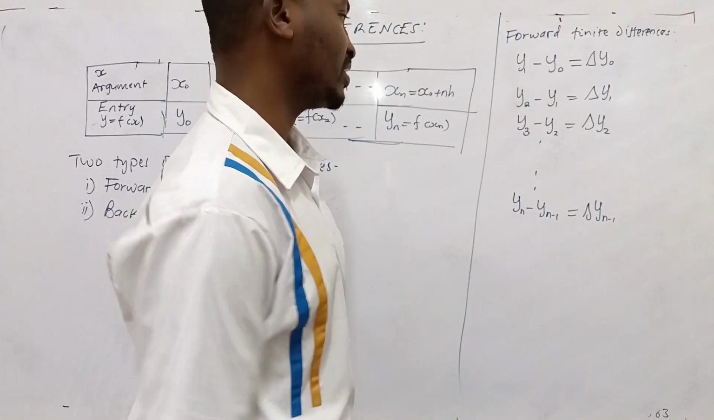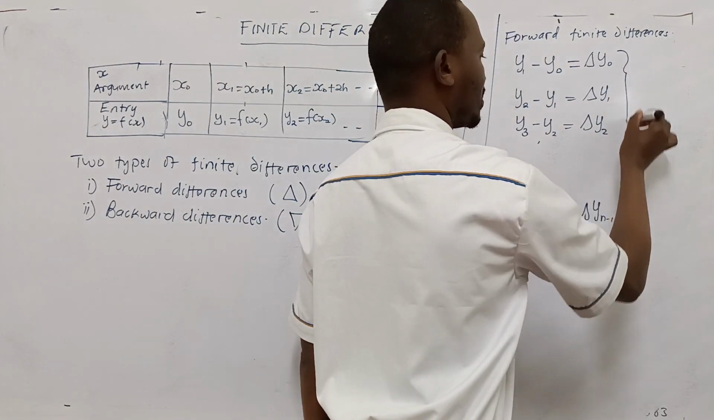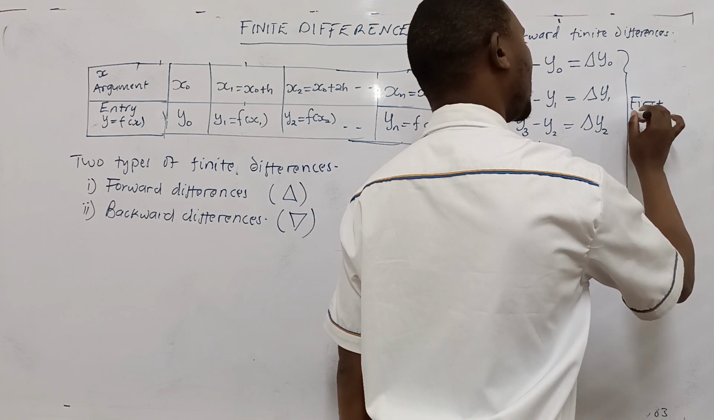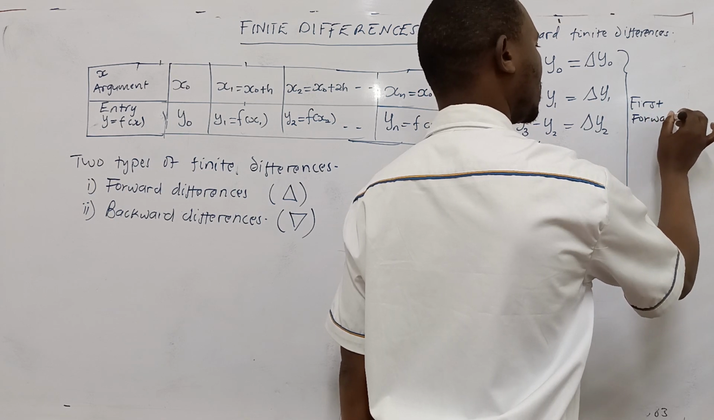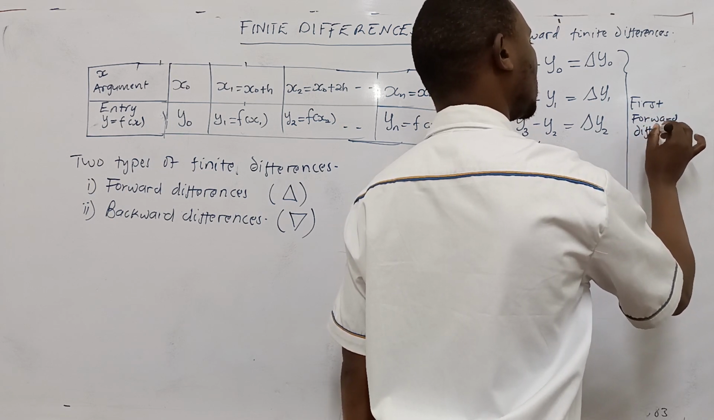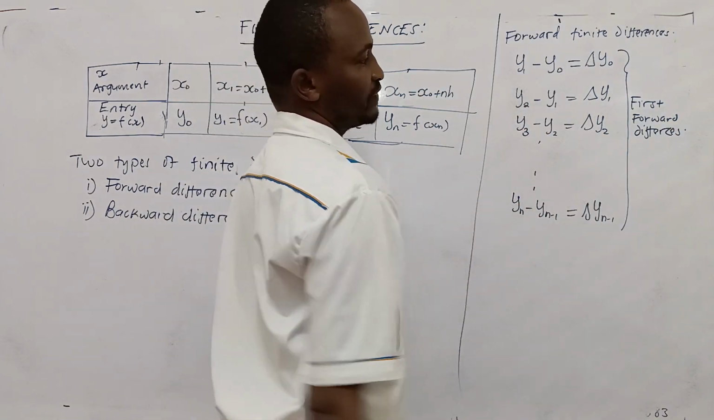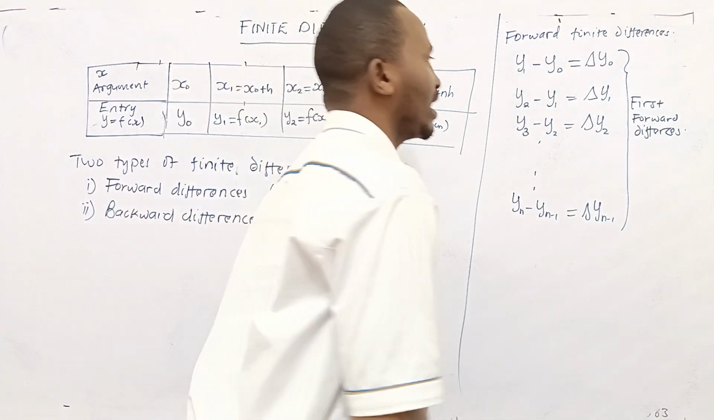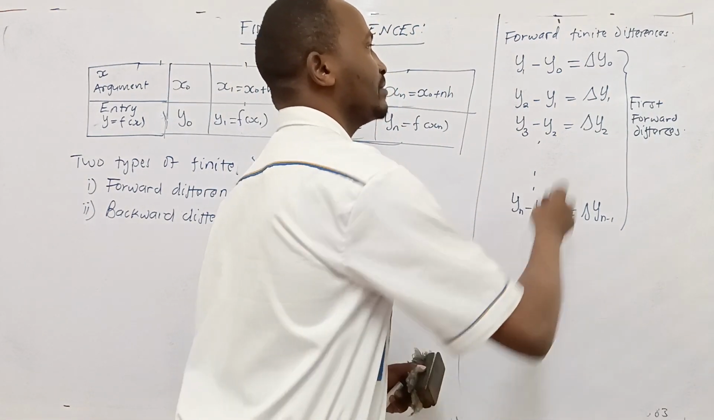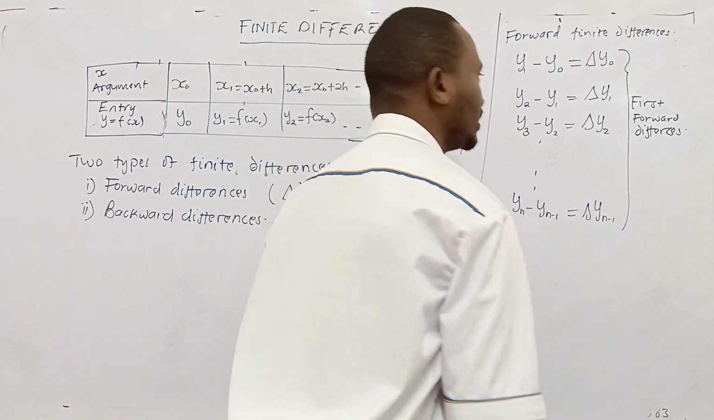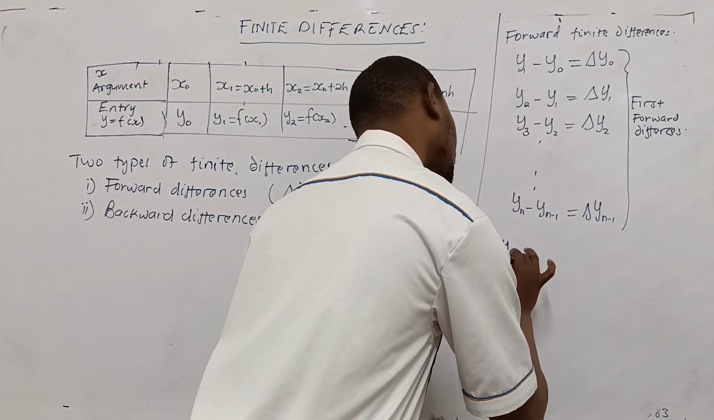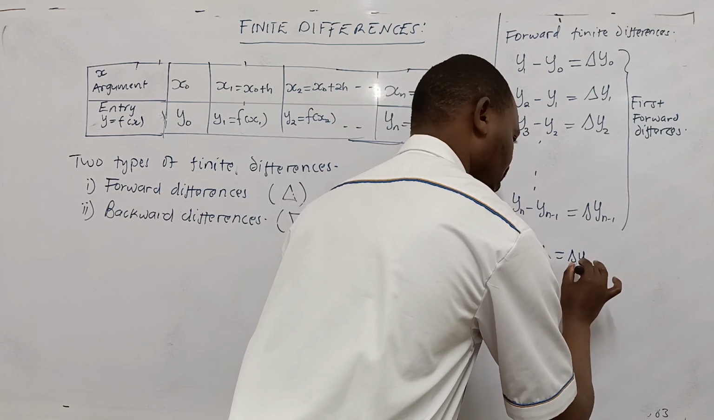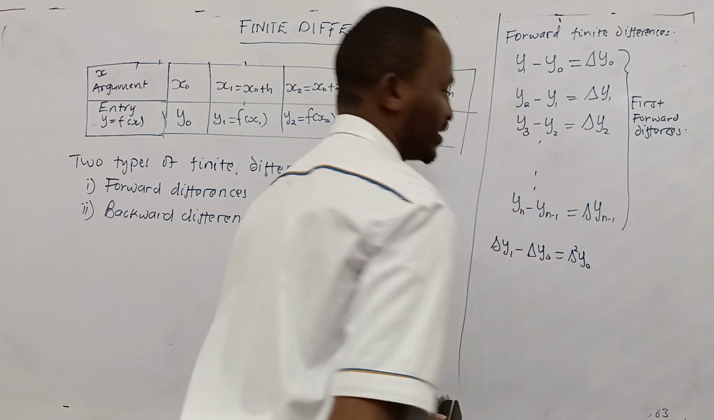All these are called first forward differences. From the first forward differences, we can also create the higher-order differences. For example, suppose we take the first forward difference of y1 minus the first forward difference of y0, it will give us the second forward difference of y0.